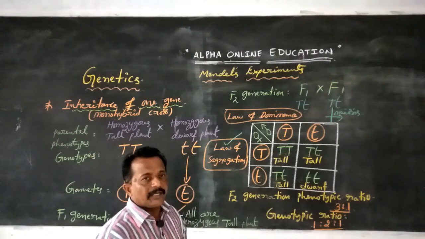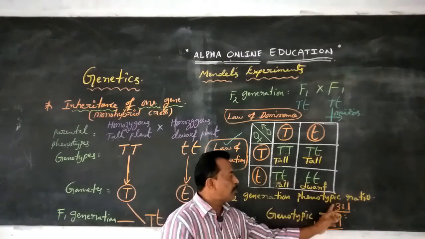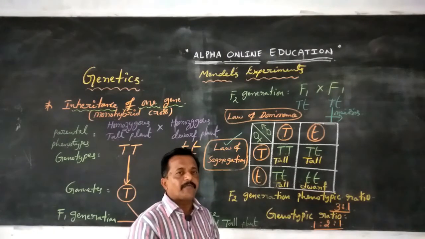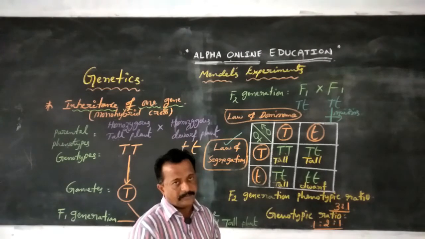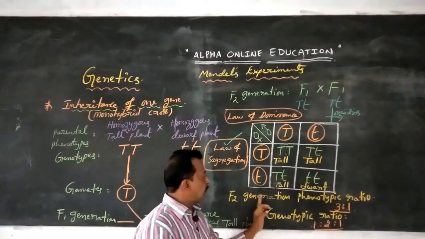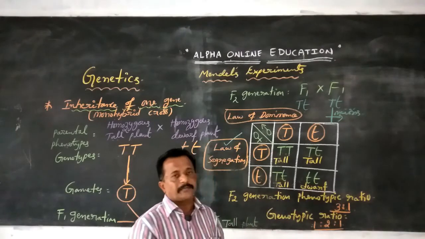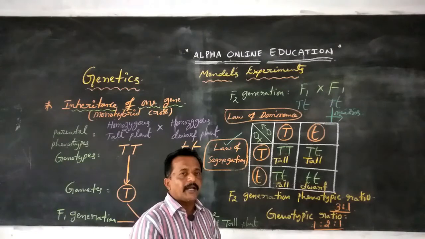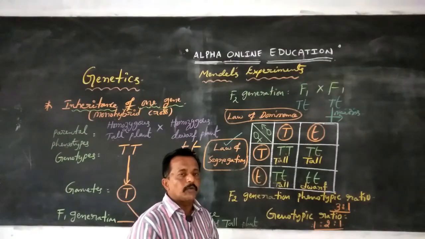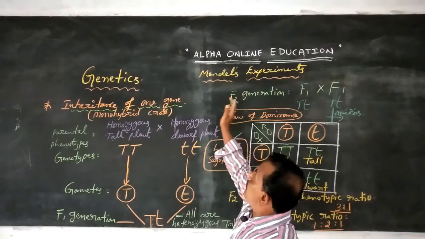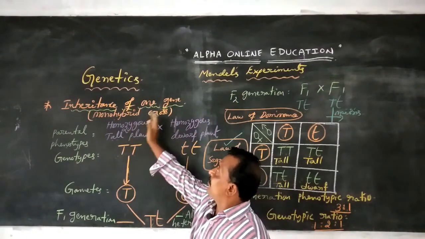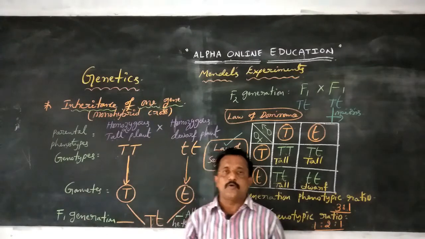In a monohybrid cross, the F2 generation phenotypic ratio is 3:1: 3/4 of the plants are tall and 1/4 are dwarf. The genotypic ratio is 1:2:1: capital T capital T 1, capital T small t 2, small t small t 1. These are the genotypes. That is Mendel's first experiment, the inheritance of one gene, or monohybrid cross.